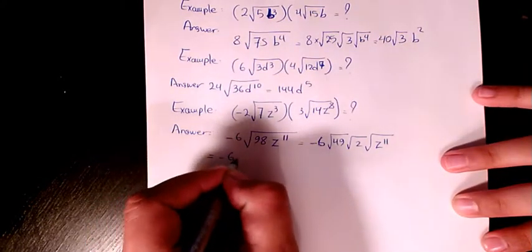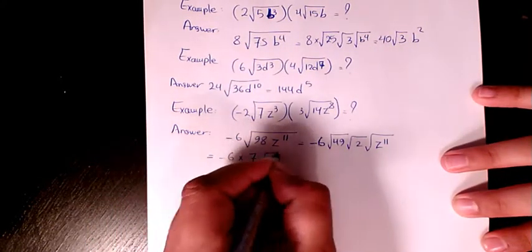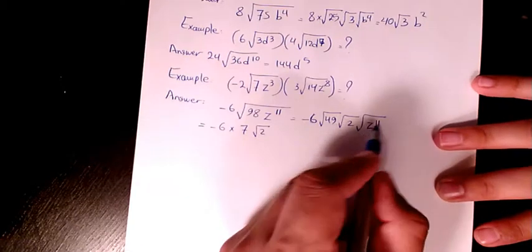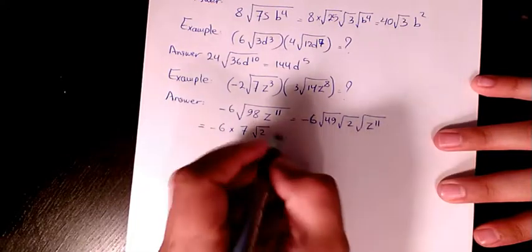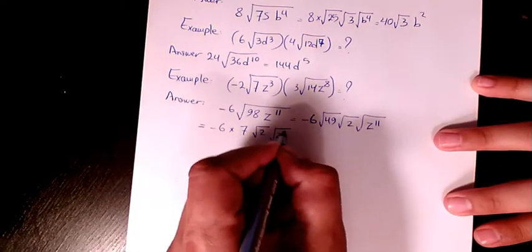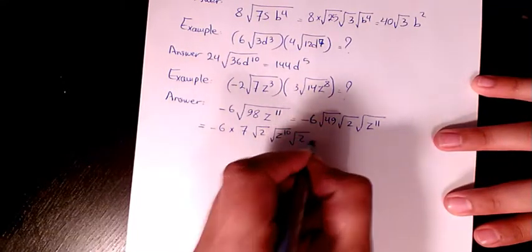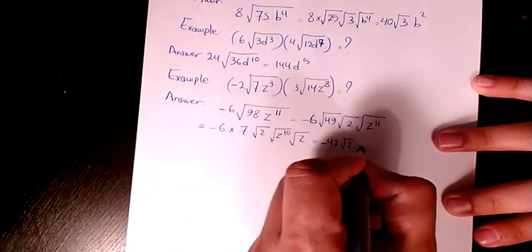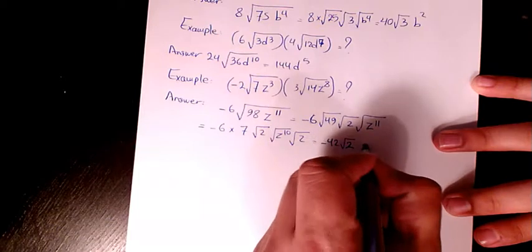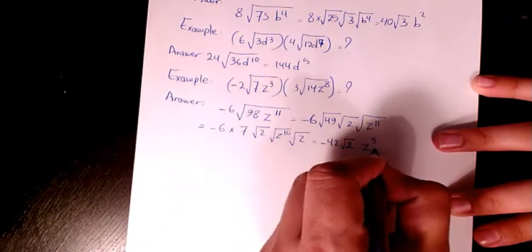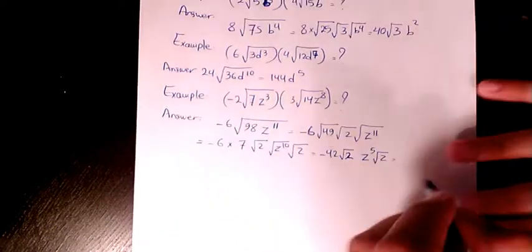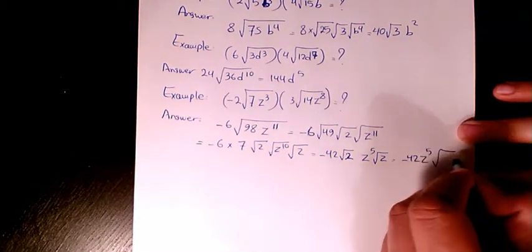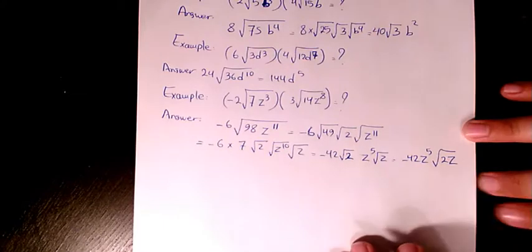So we have negative 6, 7, root 2. And then z to the power of 11 is z to the power of 10 times z. So it's going to be z to the power of 10, z. So it's going to be negative 42 root 2, z to the power of 5 root z. So it's going to be negative 42 z to the power of 5 root 2z.